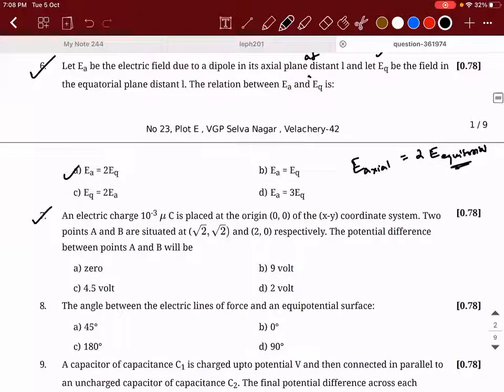Seventh one. An electric charge is placed at origin. 2 points A and B are situated at root 2, root 2 and 2, 0 respectively. The potential difference between the points A and B is. So what is the potential at point A? What is the formula? Q divided by 4 pi epsilon naught. Q is 10 power minus 3. 1 by 4 pi epsilon naught is 9 into 10 power 9. Correct? Into 10 power minus 3 divided by, what is the distance?